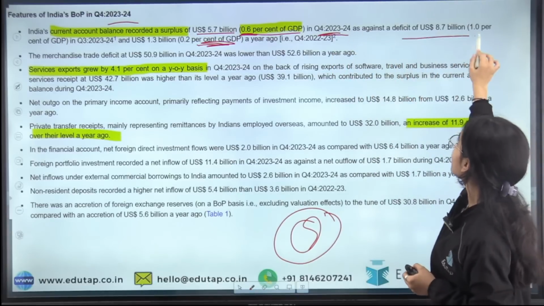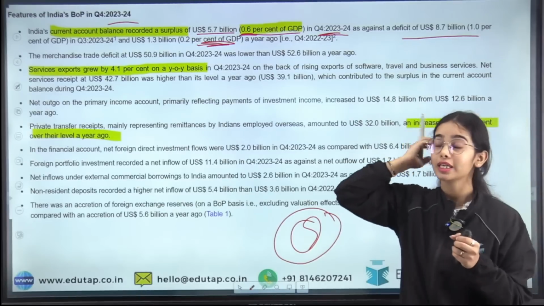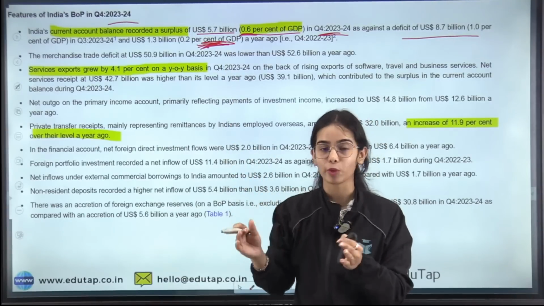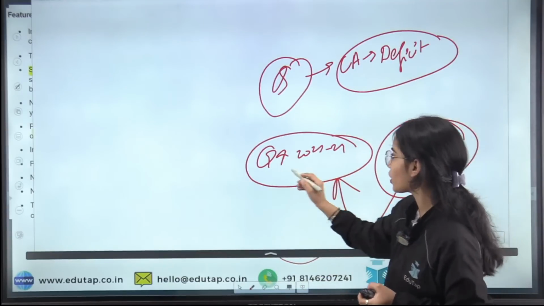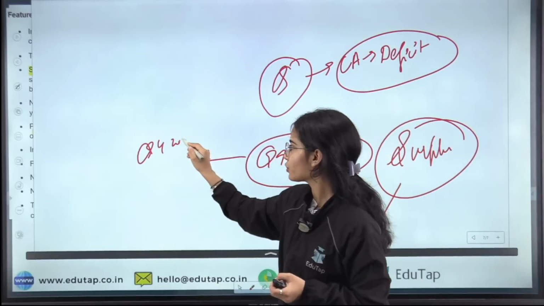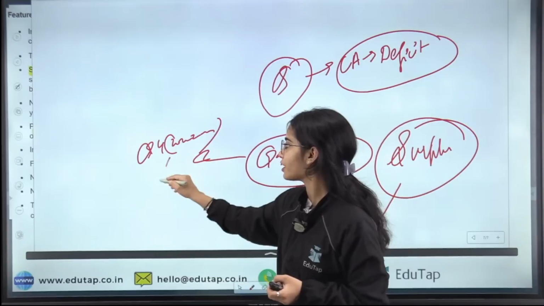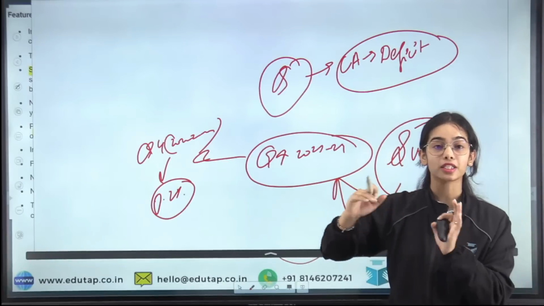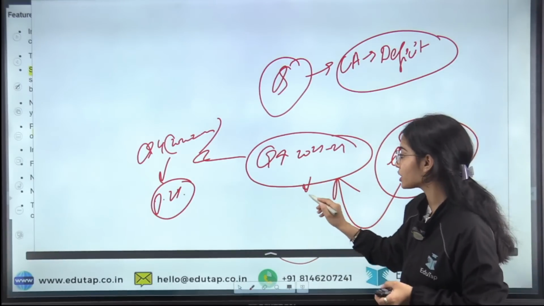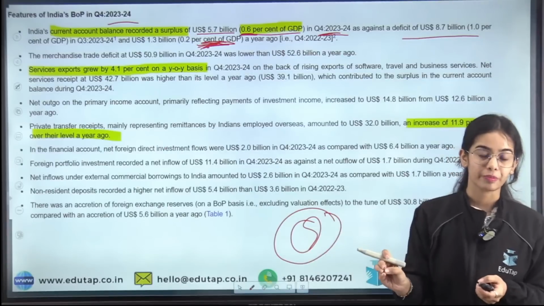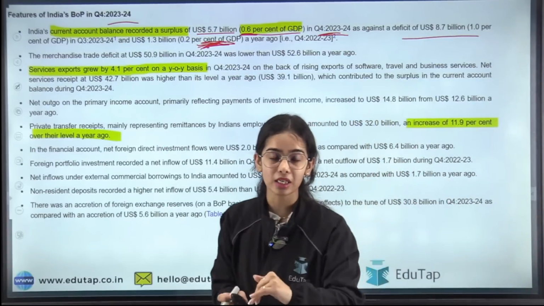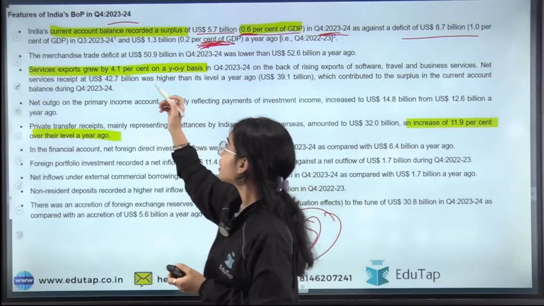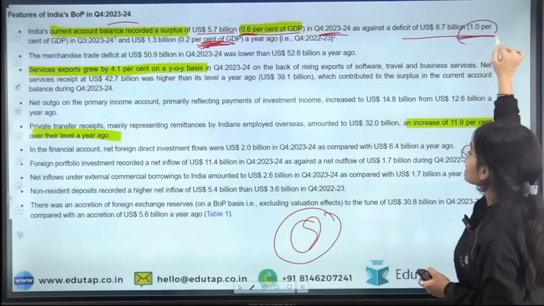As compared to the previous year, in the same quarter, that is quarter 4 of 2022-23, we had a deficit of 0.2% of the GDP. But in quarter 4 of 23-24, we have got into a surplus of 0.6% of the GDP. If we compare it with the previous quarter of the same year, 23-24, in the previous quarter we had a deficit of 1.0% of the GDP.